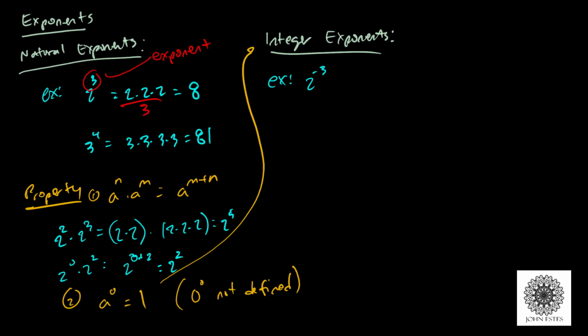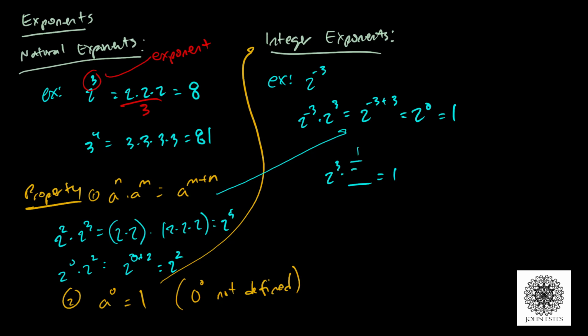So here, think about 2 to the negative 3. If I took 2 to the negative 3 and multiplied it by 2 cubed, well, according to my property 1 here, that should be 2 to the negative 3 plus 3, which is 2 to the 0, which is 1. So in other words, 2 to the negative 3 power canceled out 2 cubed. Okay, so 2 cubed times what gives me 1? Well, 1 over 2 cubed, right? 2 cubed times 1 over 2 cubed gives me 2 cubed divided by 2 cubed, which is 1.